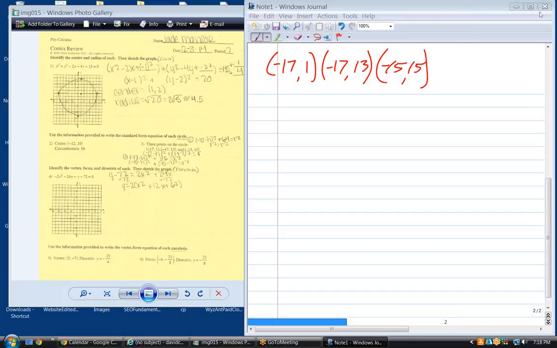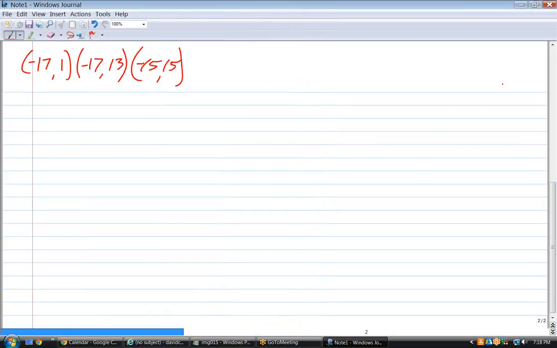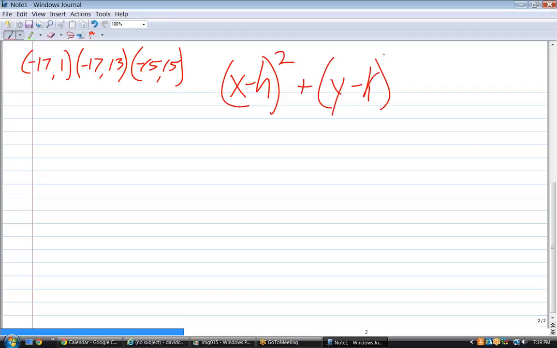And again, the general format for the equation of a circle? (x minus h) squared plus (y minus k) squared equals r squared.